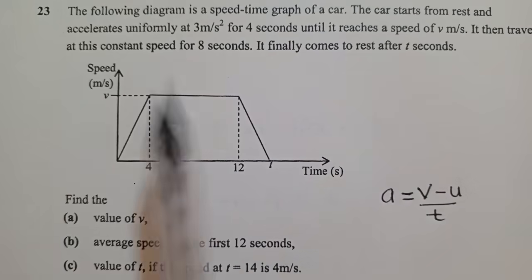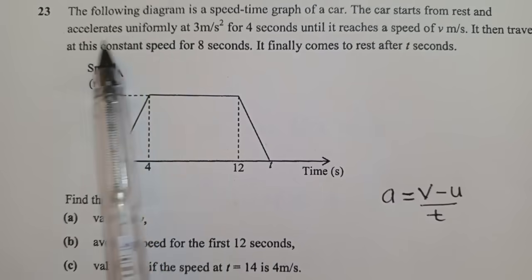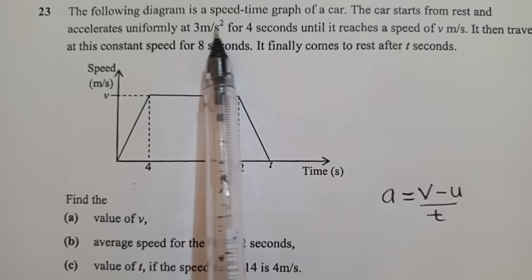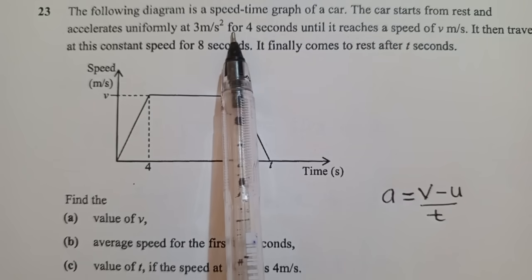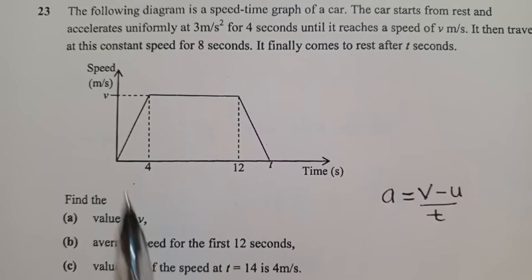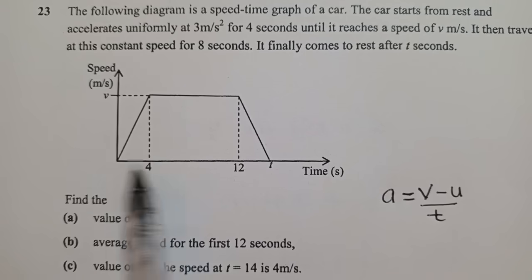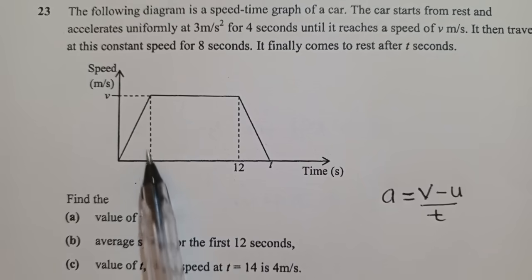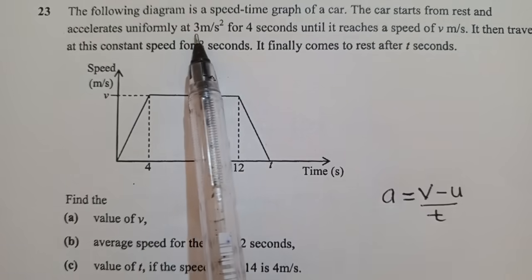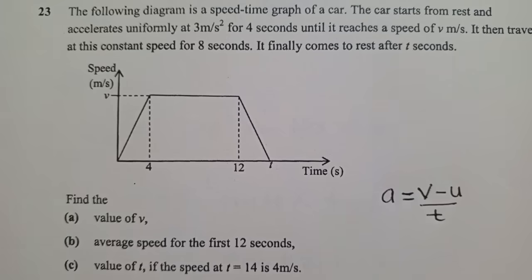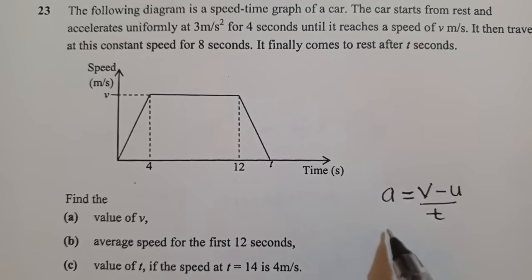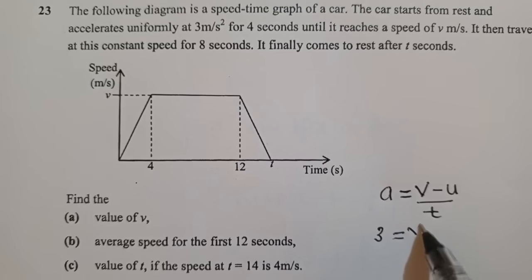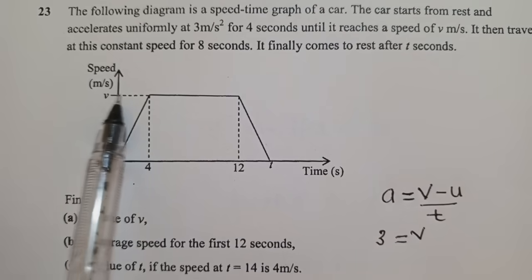Why? Because they said the acceleration was 3 meters per second squared for 4 seconds. Meaning when time was 4 here, can you see it started accelerating from here, it was moving up to here. So when it was 4 seconds, the acceleration was 3 meters per second squared. So we have to put a 3 where a is, that's acceleration. We are finding the v. What you're looking for is the value of v.